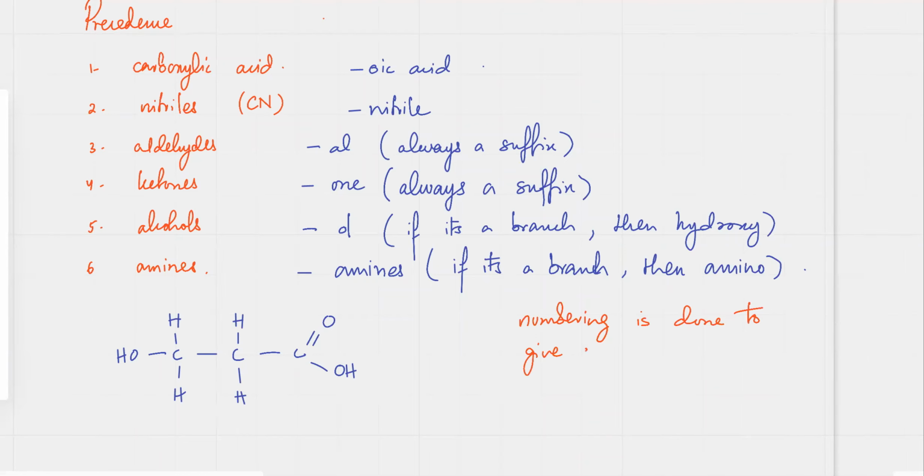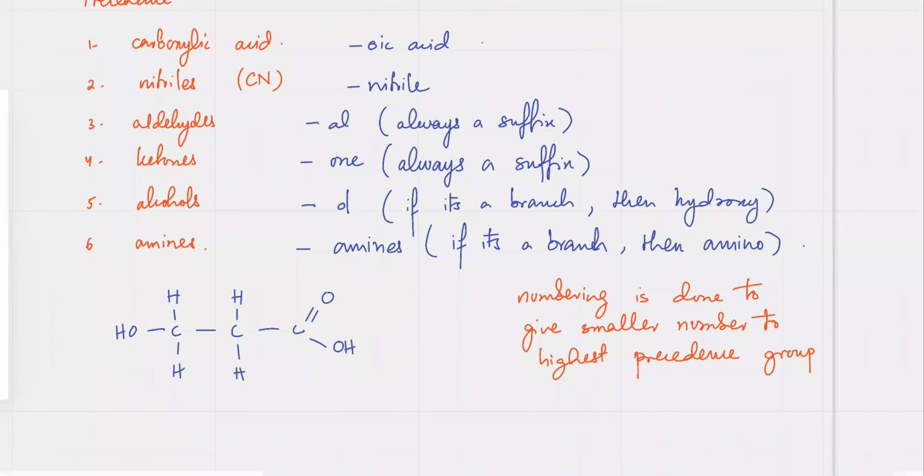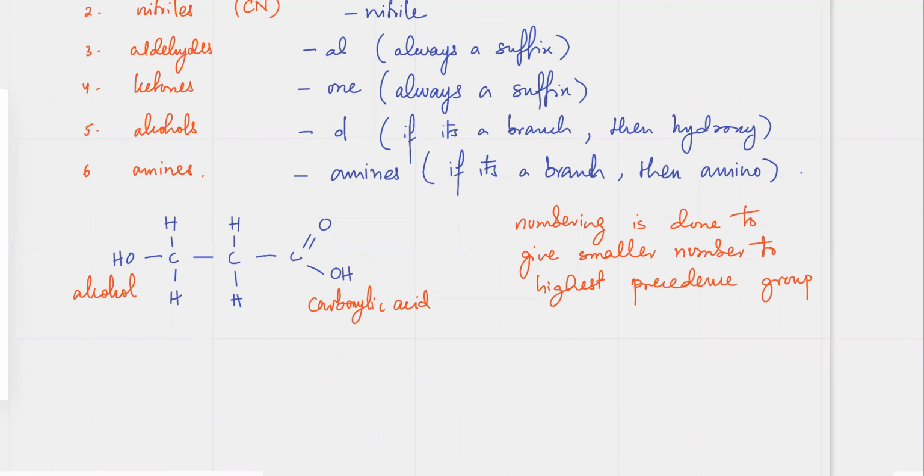So numbering is done to give the smaller number to the highest precedence group. I've got multiple functional groups. Some are more important than the other ones. So this one is a carboxylic acid. Plus it's also an alcohol. So anyways, how would you name this?